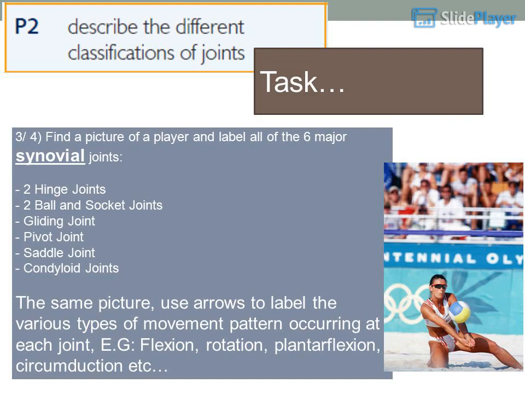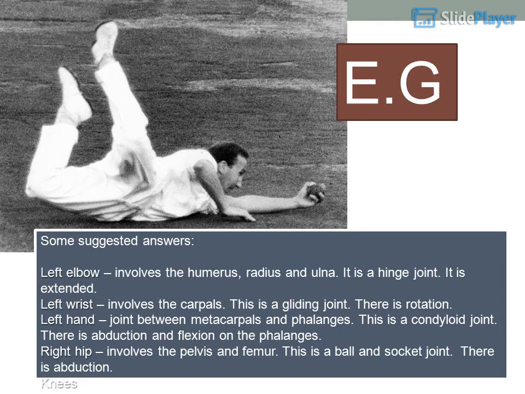Task 3/4. Find a picture of a player and label all of the 6 major synovial joints: 2 hinge joints, 2 ball and socket joints, gliding joint, pivot joint, saddle joint, condyloid joints, on the same picture. Use arrows to label the various types of movement pattern occurring at each joint, e.g., flexion, rotation, plantar flexion, circumduction, etc. For example, some suggested answers.